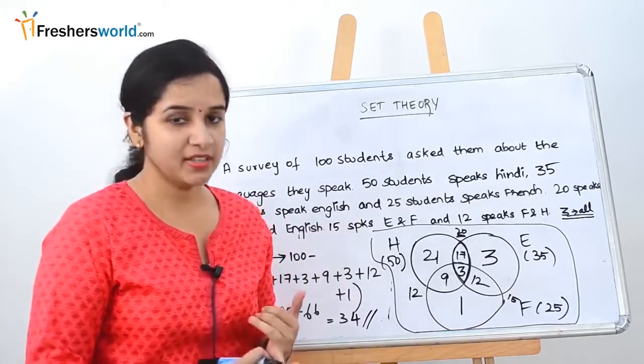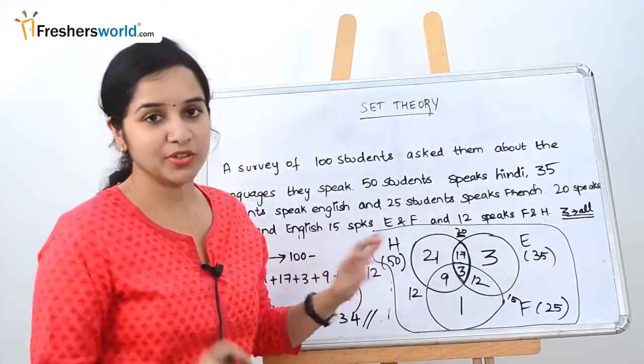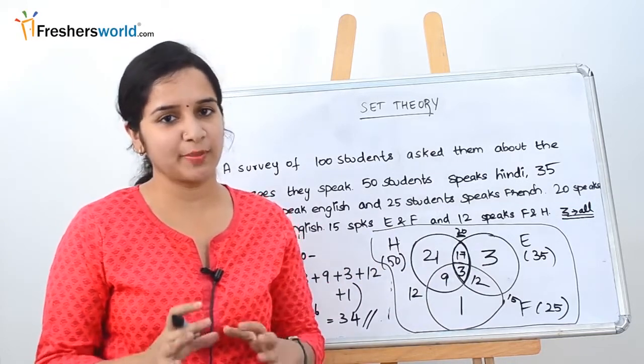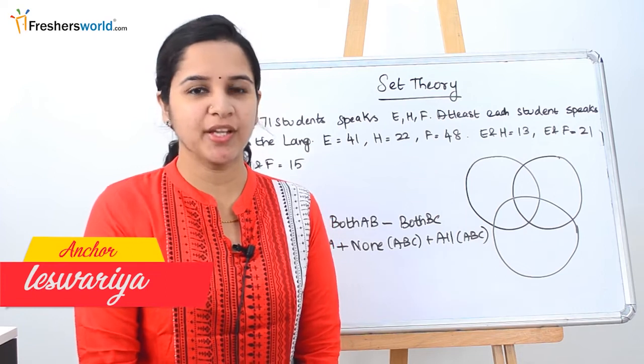Now you know the none and you also know all the values in your Venn diagram. With the help of this, you will be able to solve all the questions that they have given in your aptitude exam. The topic that we are going to look at today is set theory.